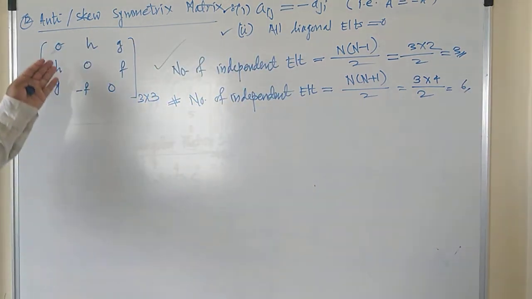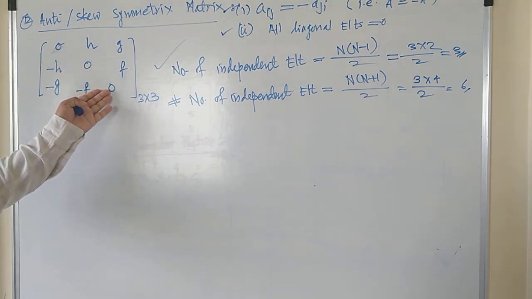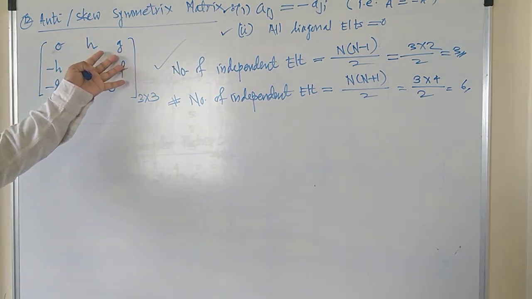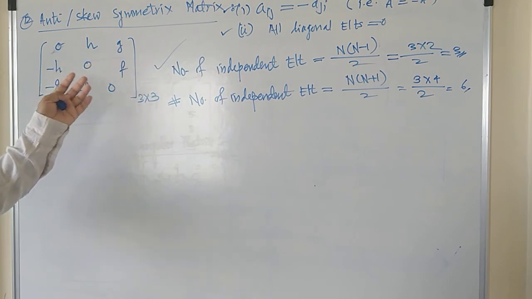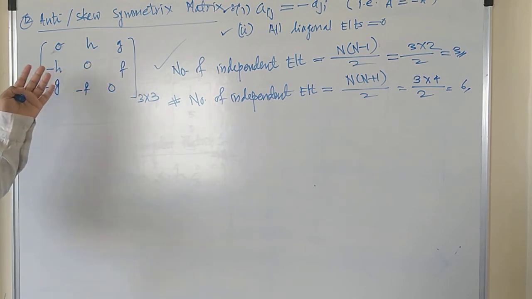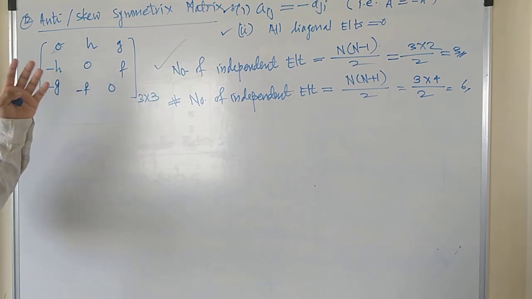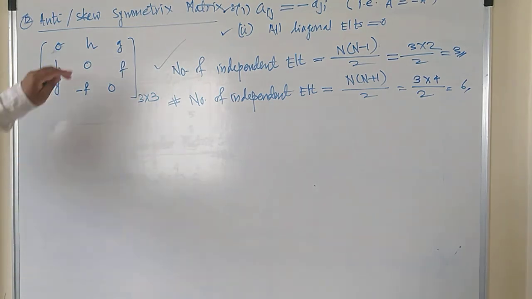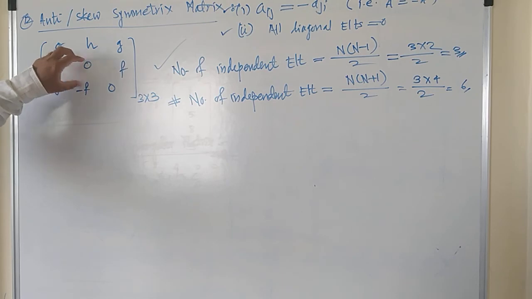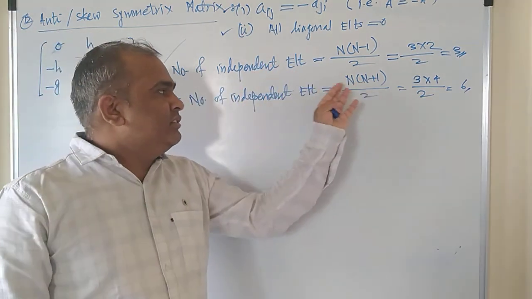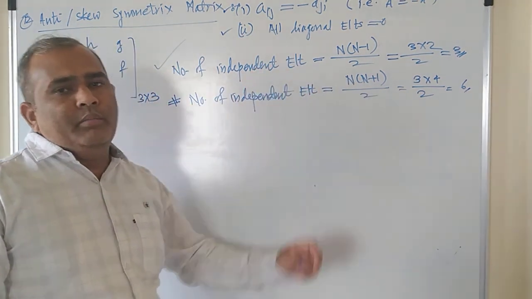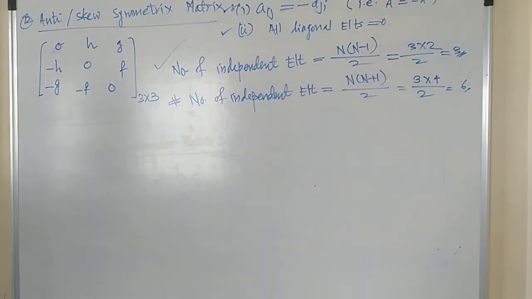In case of the symmetric matrices, these are the 3 independent elements and these are the 3 independent elements. So 3 plus 3 is 6. These 3 depend on these 3, and these 3 and these 3 are the same. So if the order of the matrix changes, the number of elements may change for symmetric and anti-symmetric matrices, isn't it?